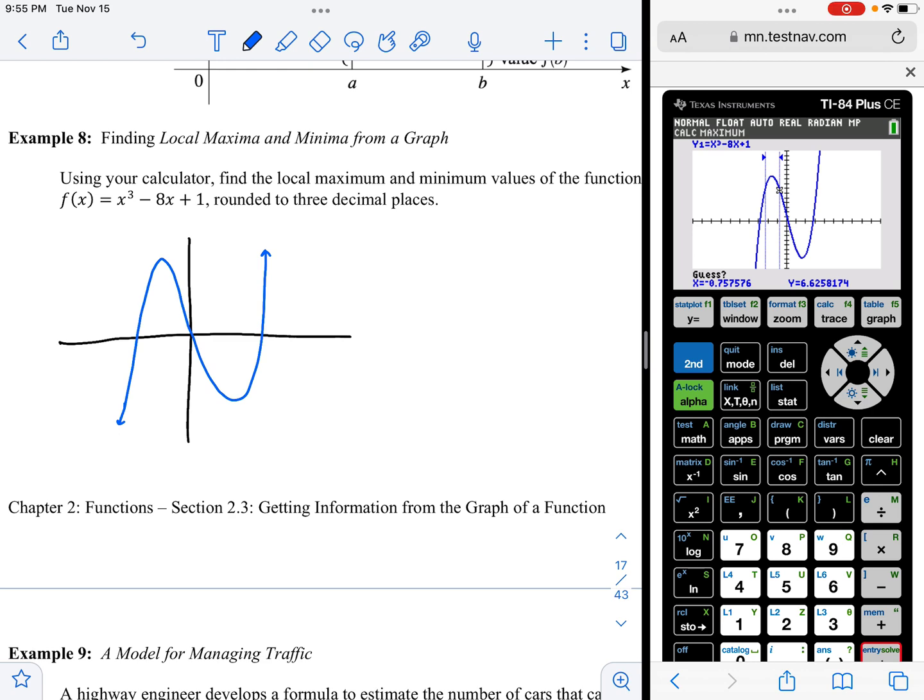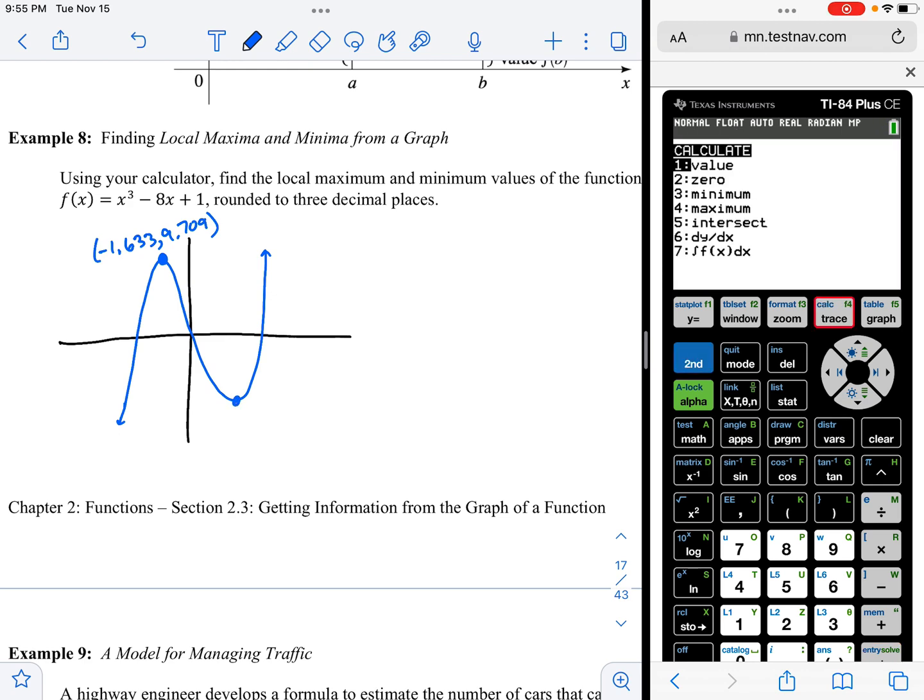On your screen, you'll see those two little boundary lines show up, and then it wants you to guess. So you go close to that maximum and hit enter, and that particular maximum to 3 decimal places would be, let's see, -1.633, and the y value is 9.709. I'm just double checking that I wrote that all down right. Okay, so there's our relative maximum, and then we will find the relative minimum.